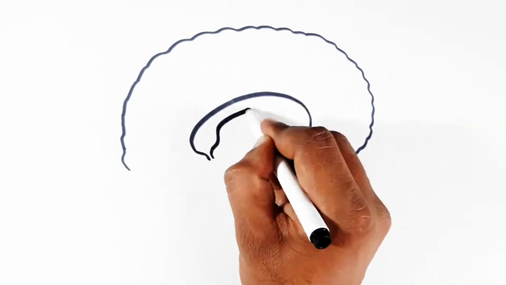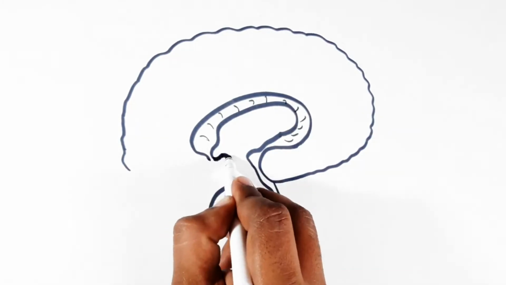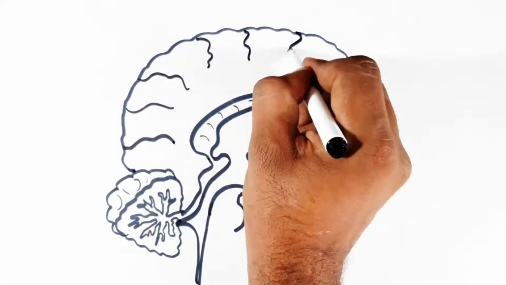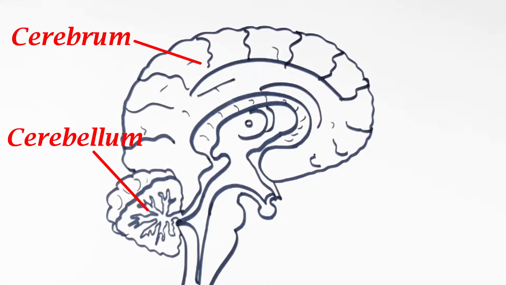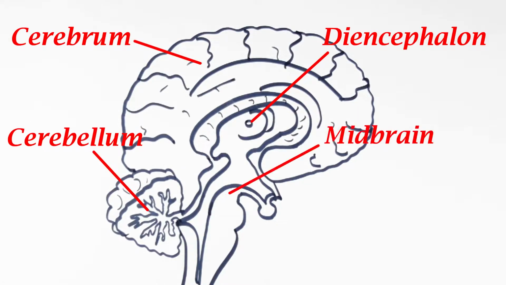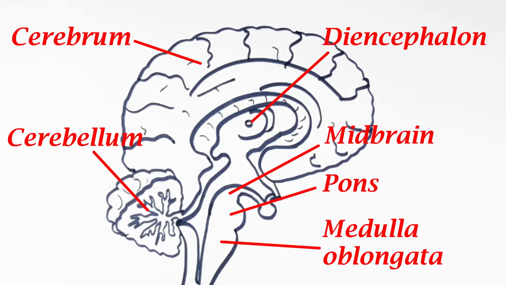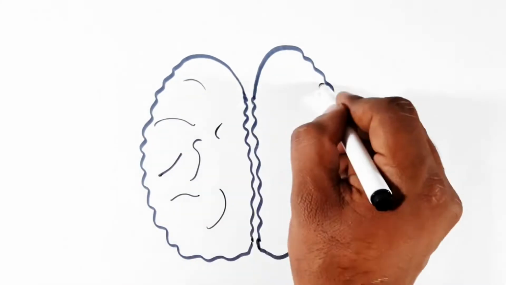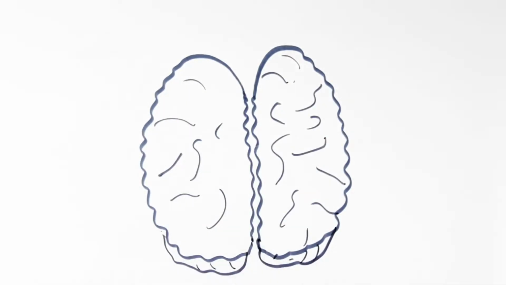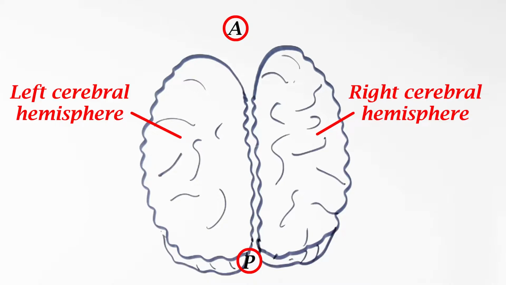The brain is situated inside the skull and has 6 major parts: cerebrum, cerebellum, diencephalon, midbrain, pons and medulla oblongata. The cerebrum is the largest part. It's separated into 2 hemispheres, the left and the right.